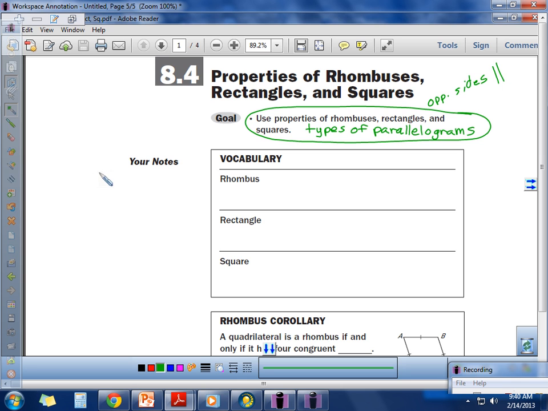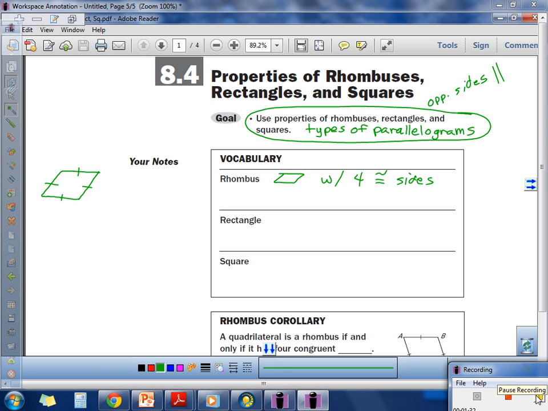A rhombus, I'll draw over here. That's traditionally how it looks. And the key fact on this one is that it's a parallelogram with 4 congruent sides. A rhombus is a parallelogram with 4 congruent sides.